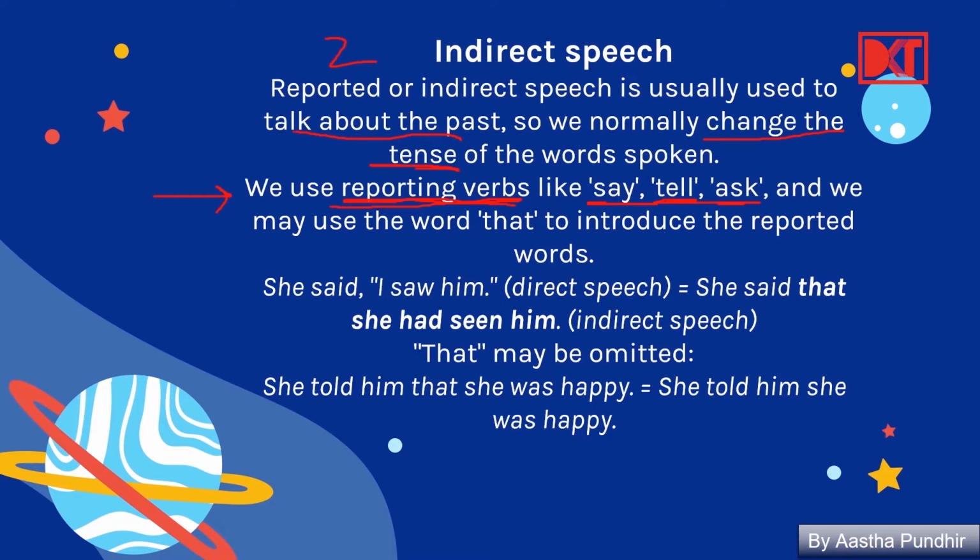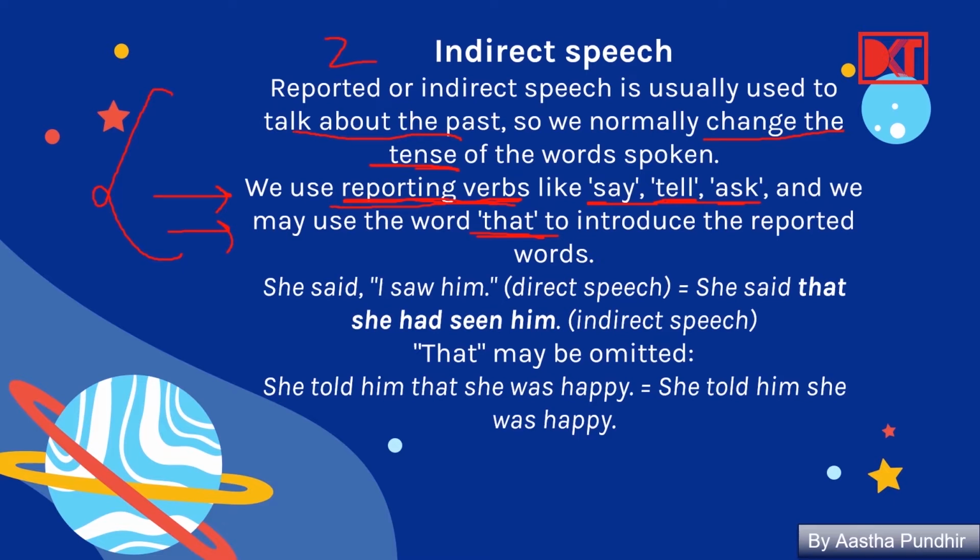Now here, we use these reporting verbs. What are these reporting verbs? These are the verbs which are used to report whatever has been said in the past, like say, tell and ask. And what else do we do? We may use the word that to introduce the reported words. All right, now here you see we've talked about two, three things. I will explain them to you with examples.